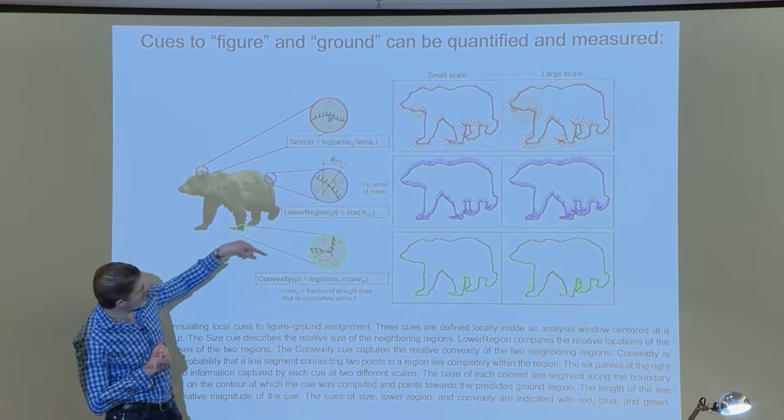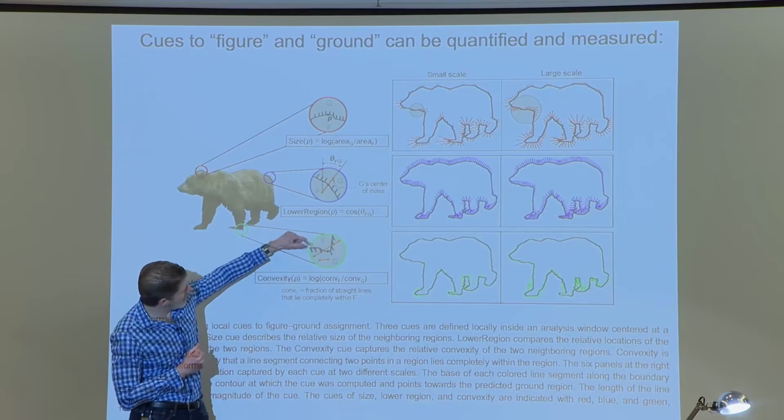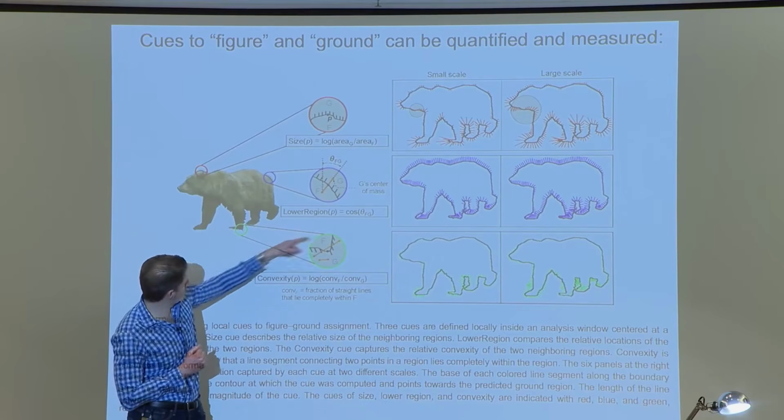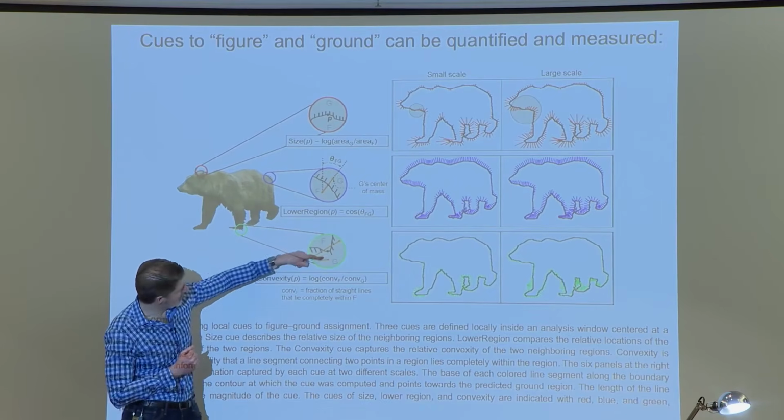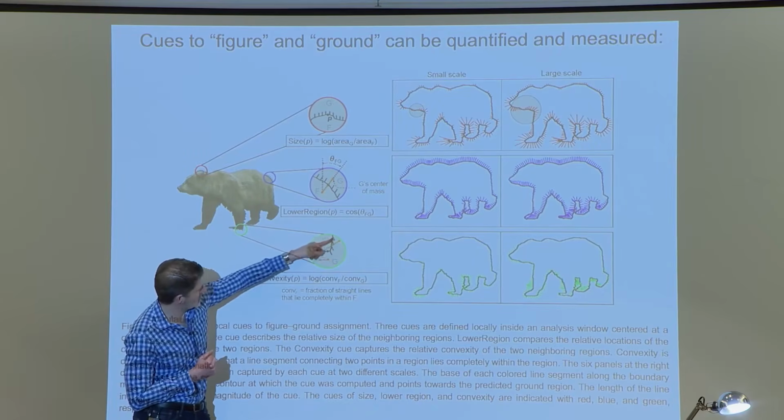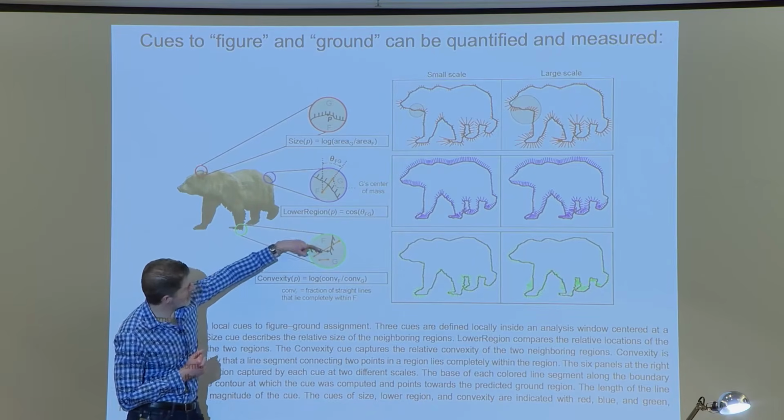Similarly, we often think that things that are convex are likely to be figure. So again, here's a case. This is the foot of the bear. So that's the figure, that's the ground. This is the heel of the bear, right? So this is a convex contour. And so you can measure the convexity.